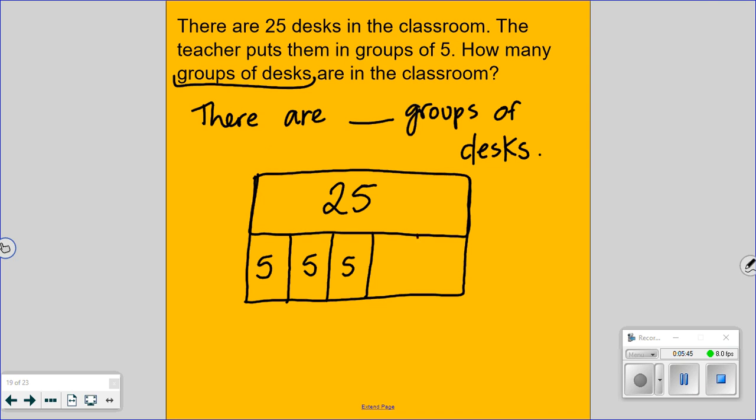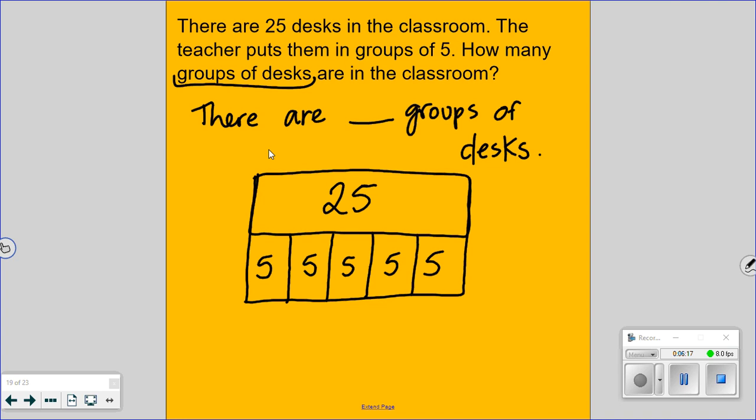All right, how many have I used now? 20. I bet you can figure out, do we have enough to make one more group? Yes. Do I have any extras left over? Let's see. 5, 10, 15, 20, 25, and 25 to start. So did I have any left over? Nope. I used all 25 and I put them in my groups of 5.